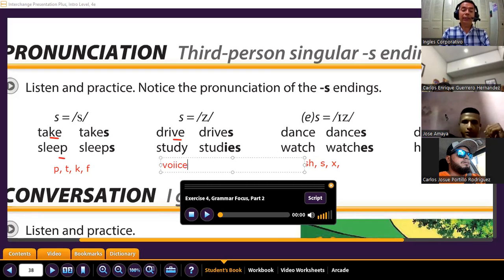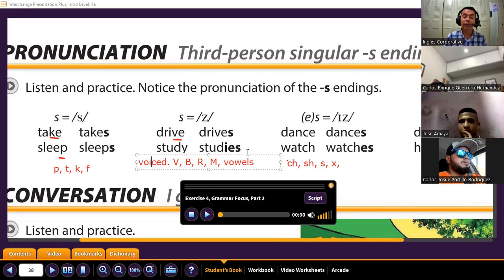Y aquí me faltó ponerle, aquí son las voceadas, ¿verdad? ¿Cuáles son las voceadas? Por ejemplo, la B, la R, la M, etcétera, etcétera. And all the vowels, right? Y todas las vocales. Todos esos sonidos son los que llamamos los sonidos voceados, que usamos las cuerdas vocales para decir. Good. Listen to the audio.